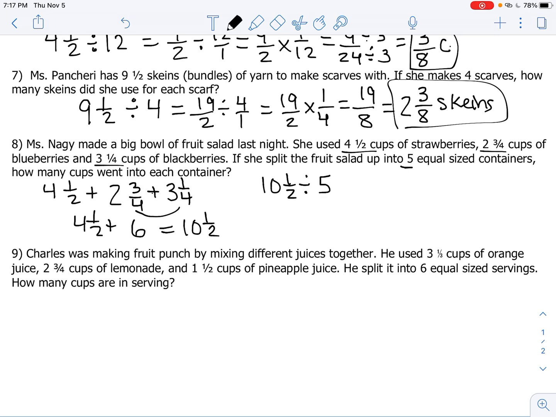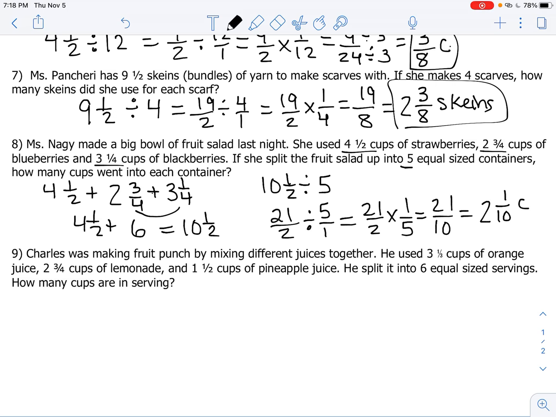We're going to change this 10½ to an improper fraction. 2 times 10 is 20, plus 1 is 21. So we have 21/2 that we're going to divide by 5/1. We're going to keep the first fraction how it is, change it to multiplication, and flip the second one over. So that's 21/10, and 10 goes into 21 2 times with 1 left over. Denominator stays the same. So 2 1/10 cup went into each container.